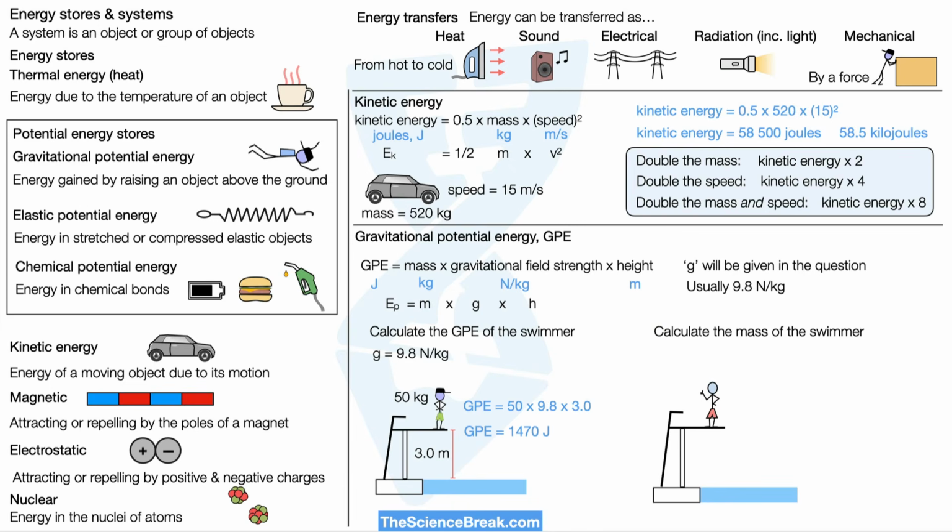Here's another example. This time we have to calculate the mass of the swimmer. The GPE is given as 1600 joules, and G again is given as 9.8 newtons per kilogram.